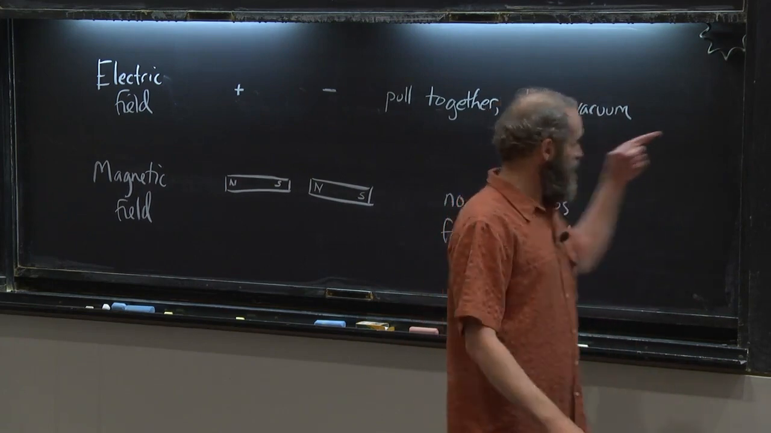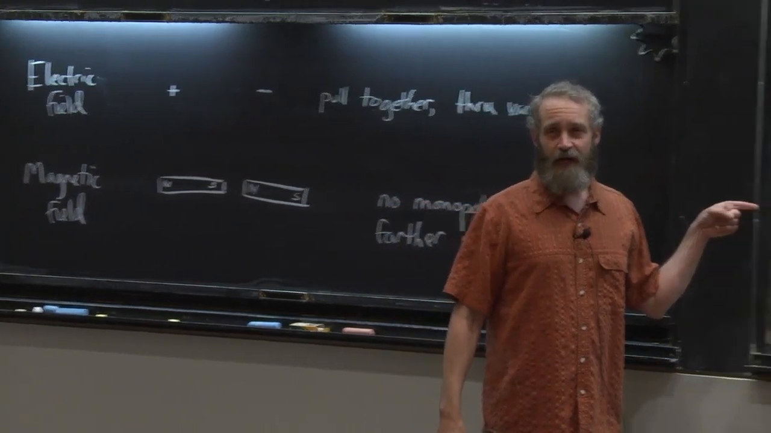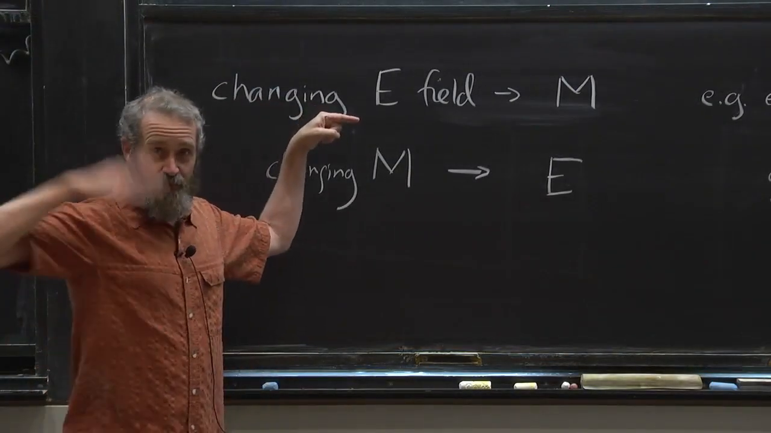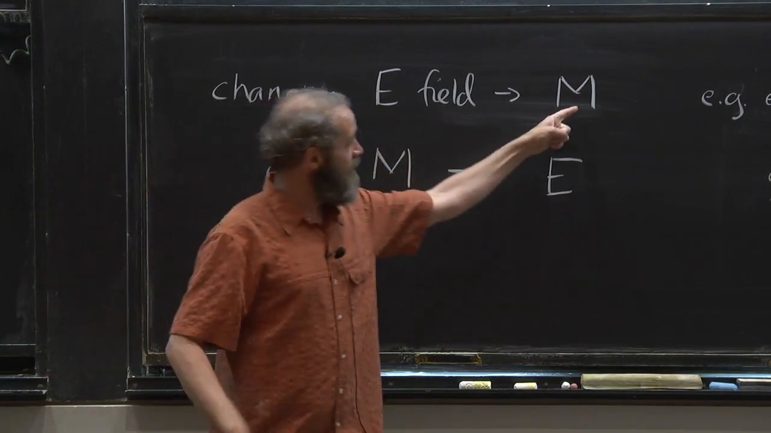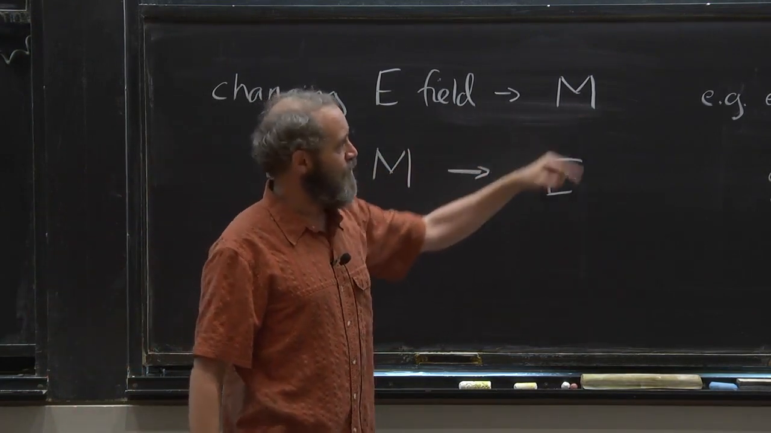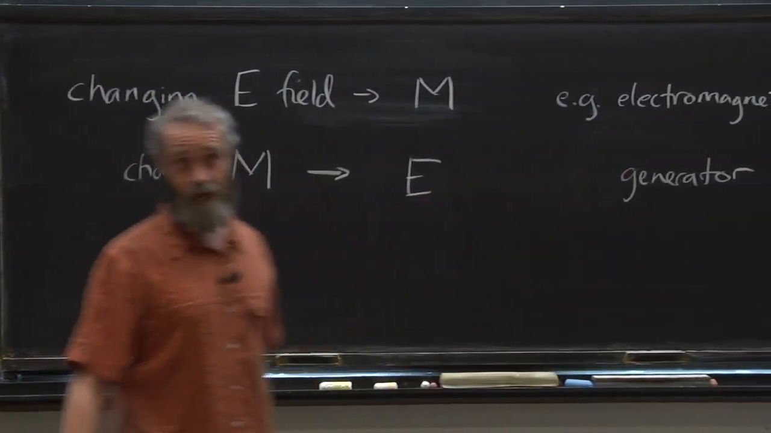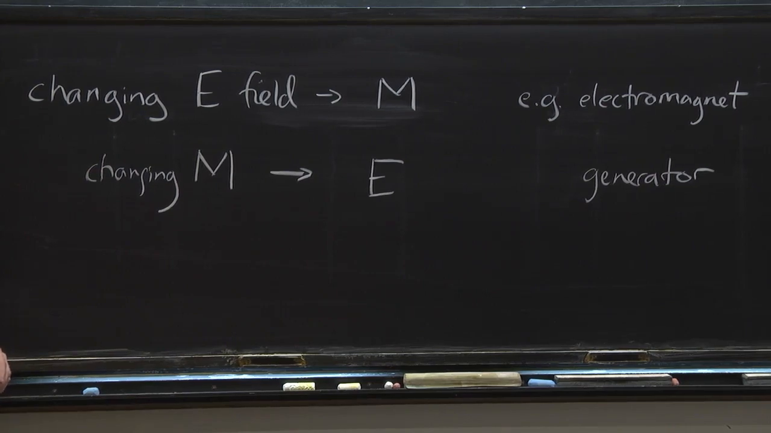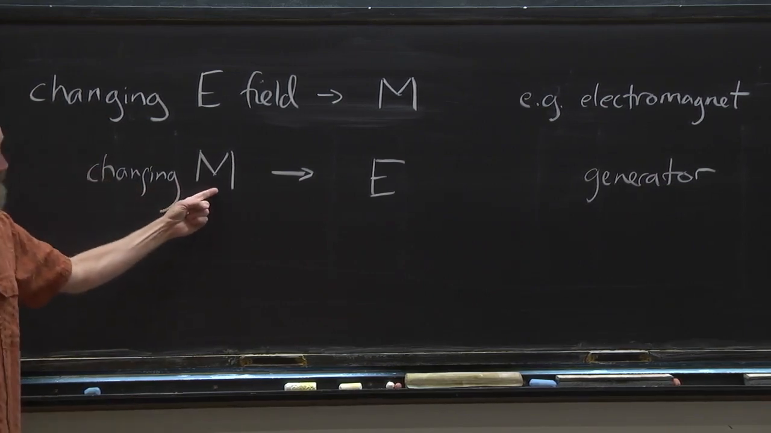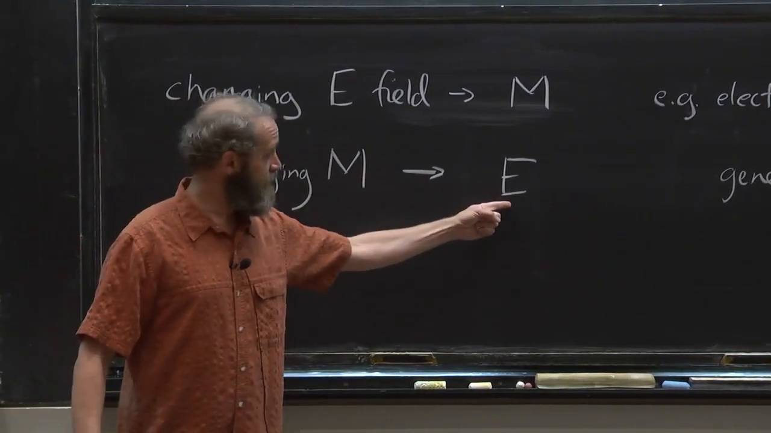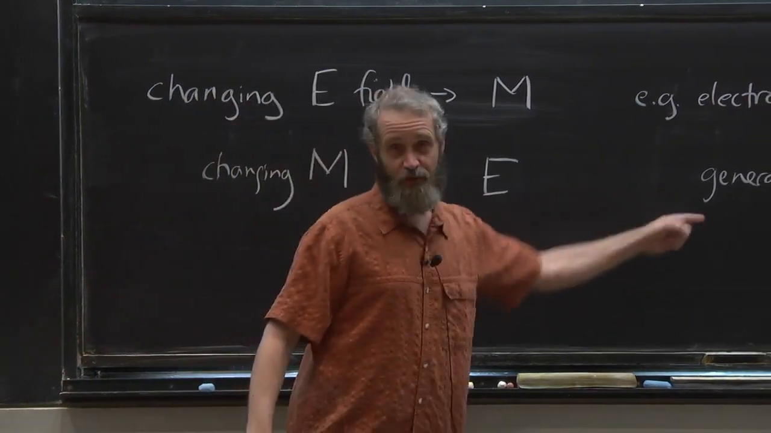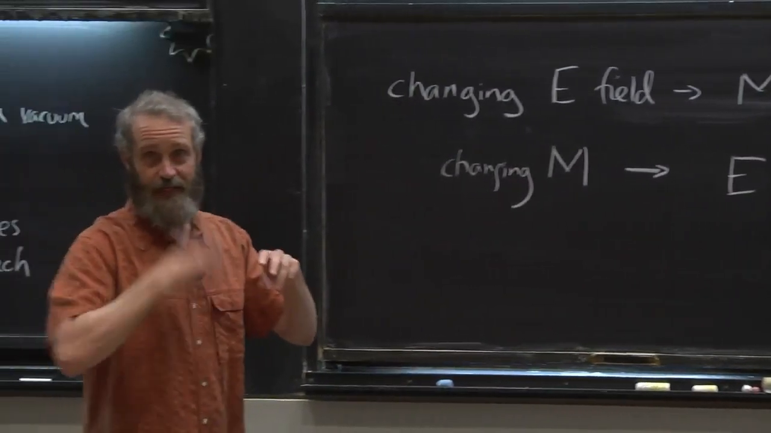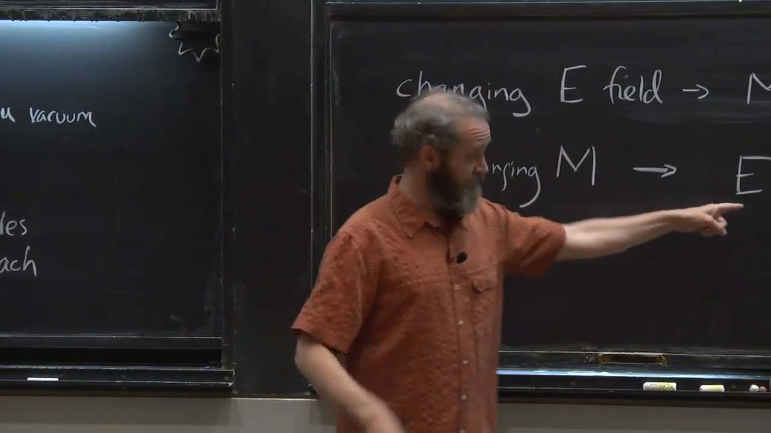So the two fields are coupled together by the fact that if you change the electric field, if you oscillate it, move it up and down, dial it up and down, it will induce a magnetic field. And this is how, for example, an electromagnet works, or an electric motor uses this technique. Or if you change the magnetic field, that can induce an electric field. And that's how, for example, a generator works. So if you have some power from a waterfall or something and you're twisting some magnets around, you can use that to generate electricity.